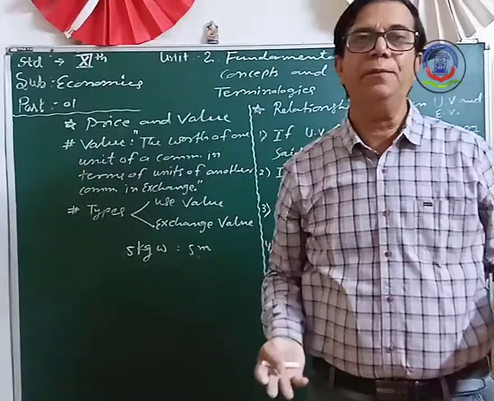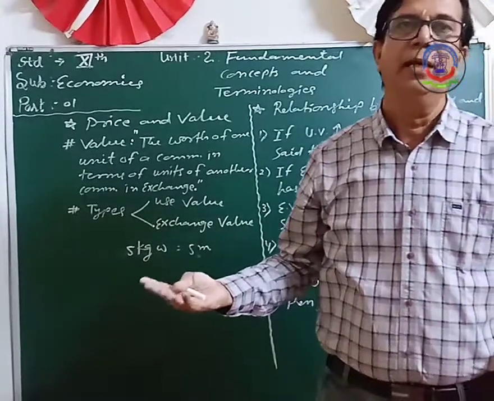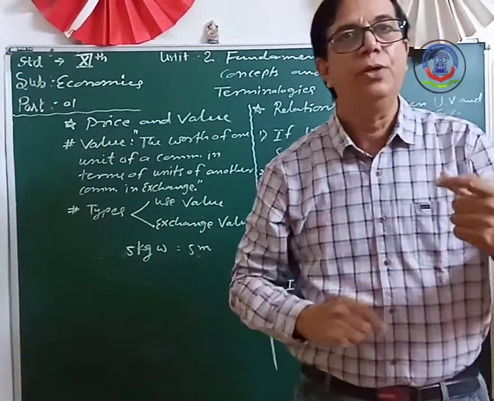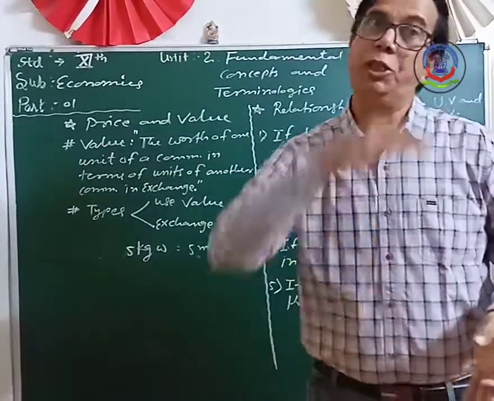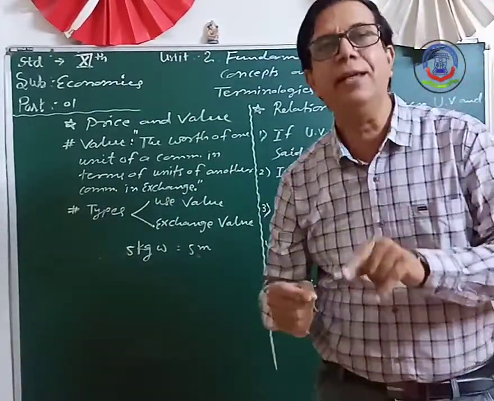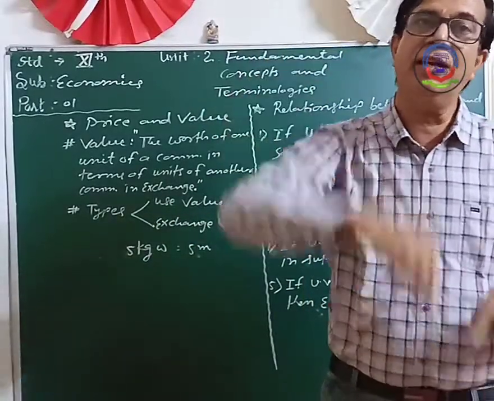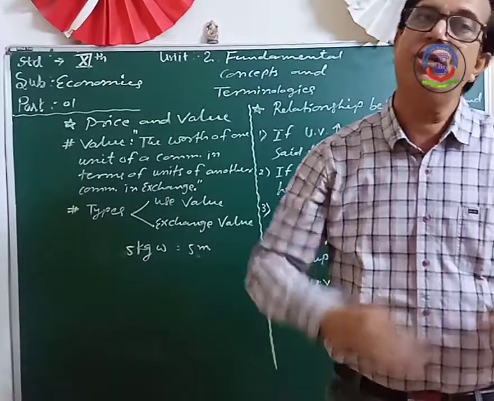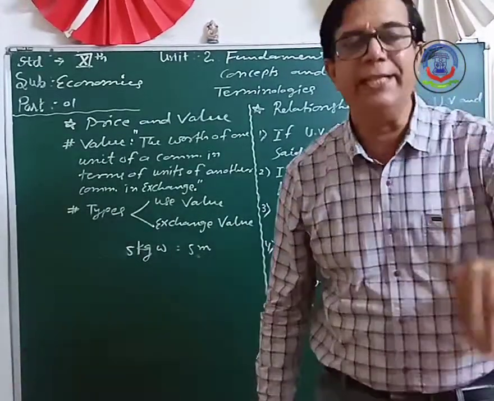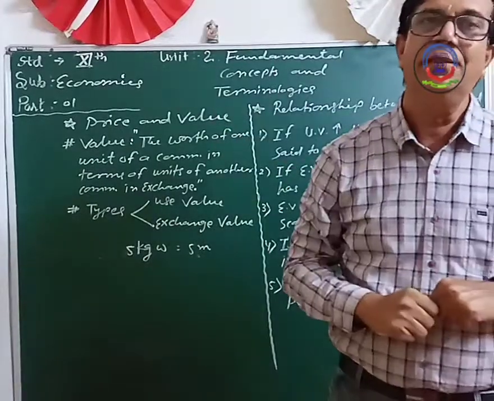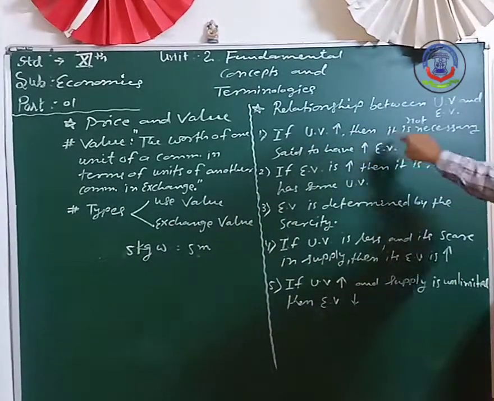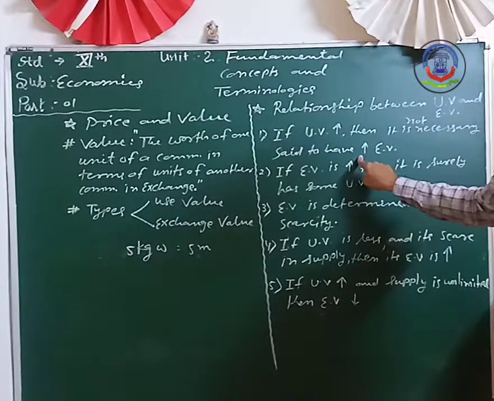In the same way, in the atmosphere there are so many types of gases. In breathing, we take oxygen, but we do not pay a single rupee. So air and sunlight have high use value because for all living things, air and sunlight are highly useful. Without sunlight, plants and trees can't develop. So the use value of sunlight and air is very high, but exchange value is 0. So the first relation: if use value is high, then it is not necessary to have high exchange value.